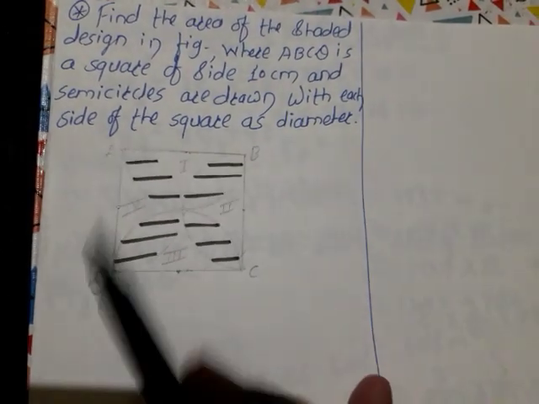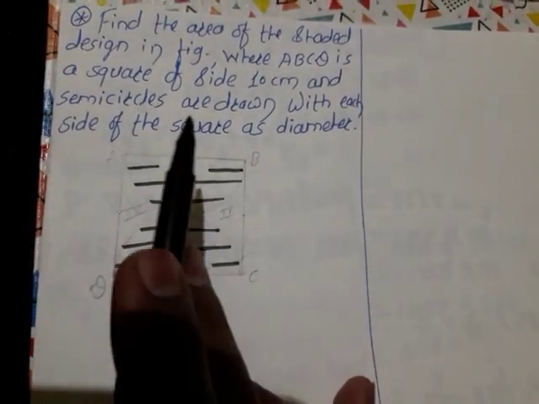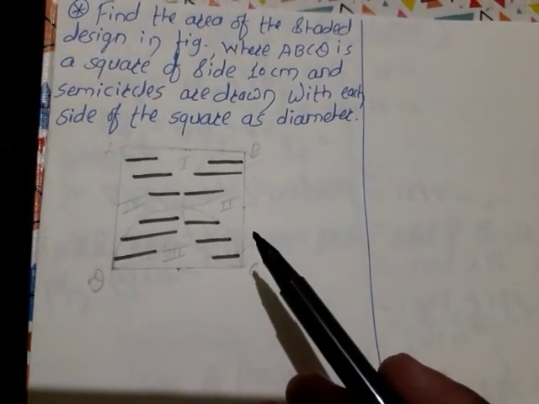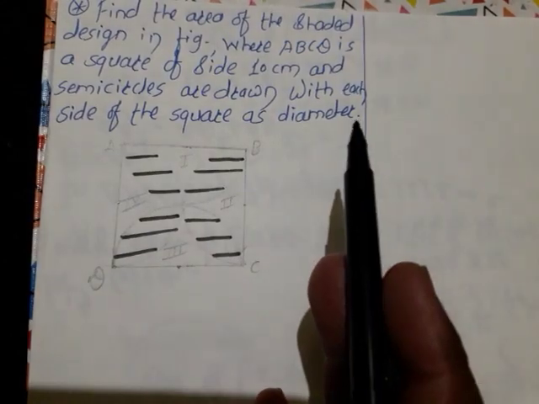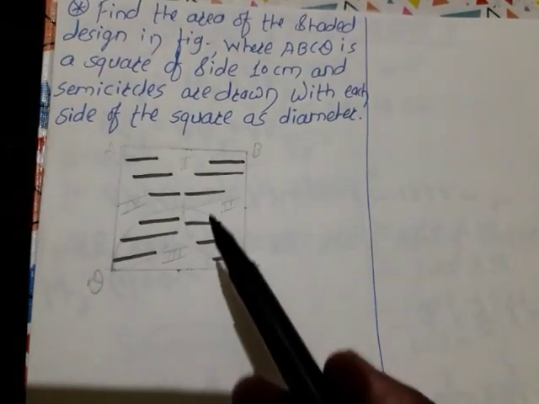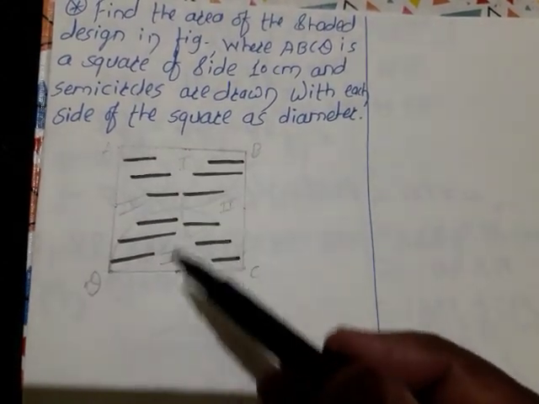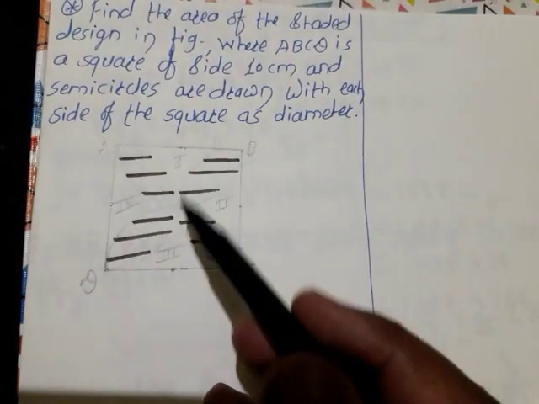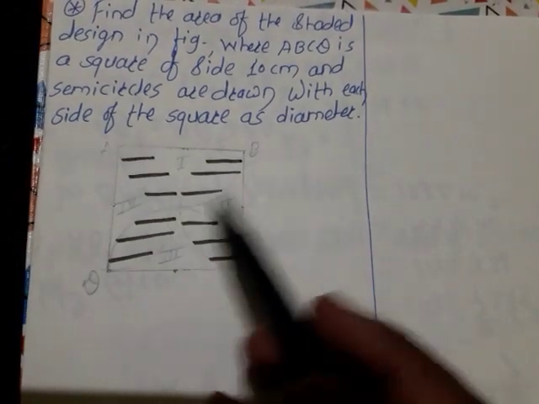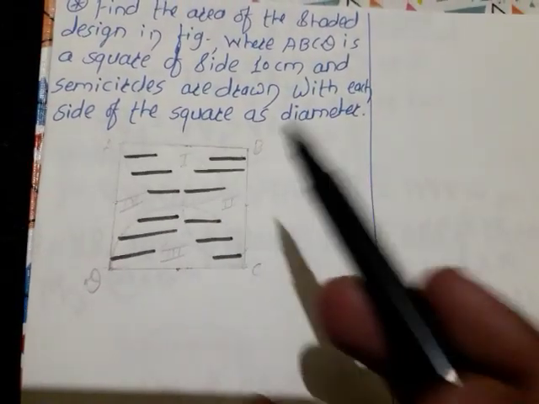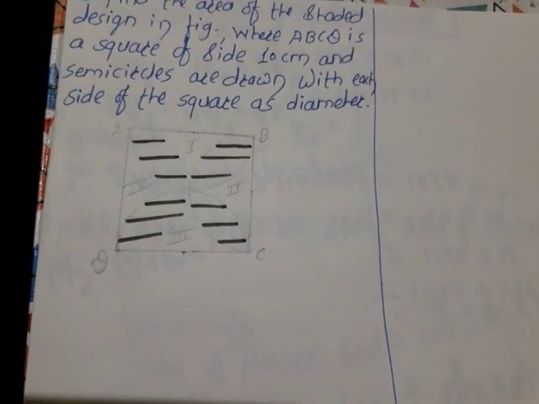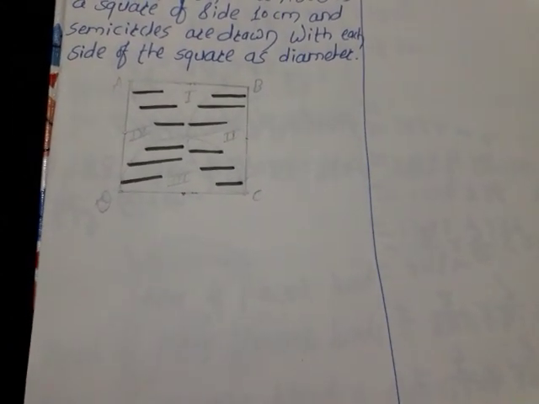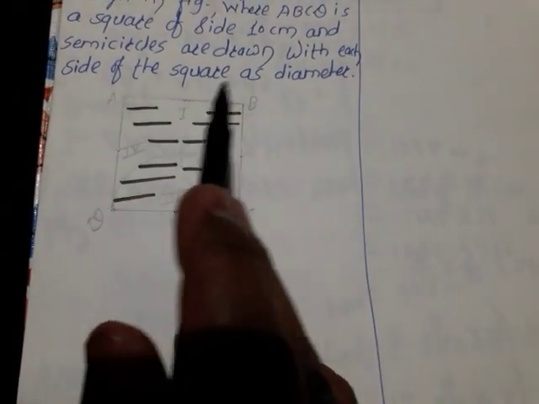This quadrilateral is known as what? Square, of side 10 centimeter. The side of this square is 10 centimeter. And semicircles are drawn with each side of the square. Now look at this figure, you will come to know that this is one semicircle, this is one semicircle, this is one semicircle, this is one semicircle. Those semicircles are drawn with each side of the square as diameter.